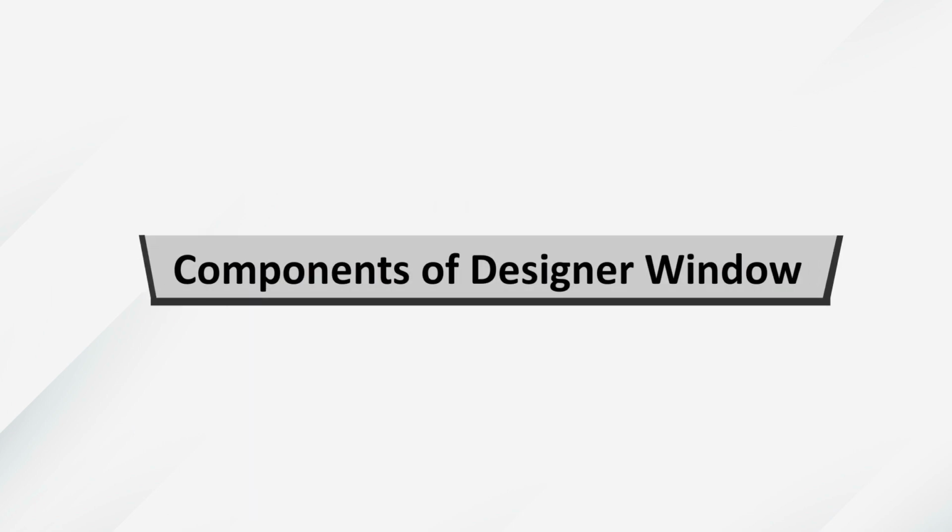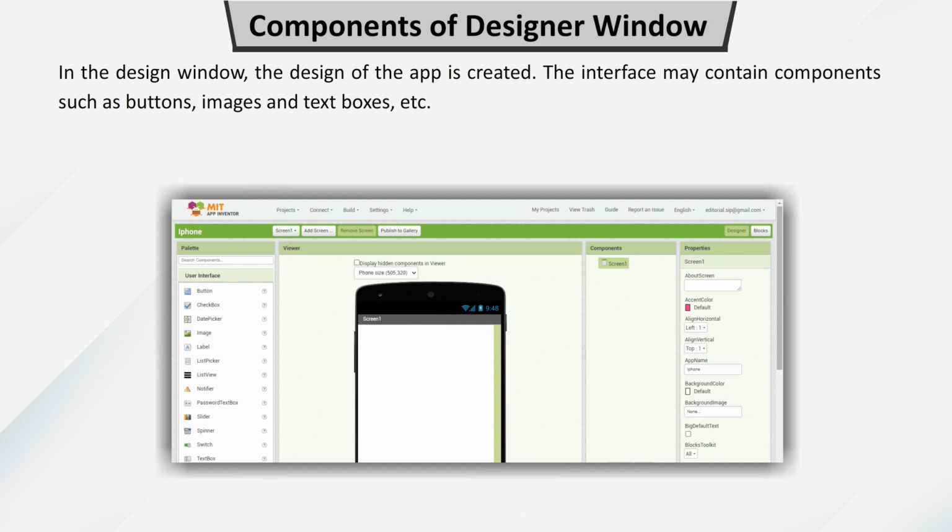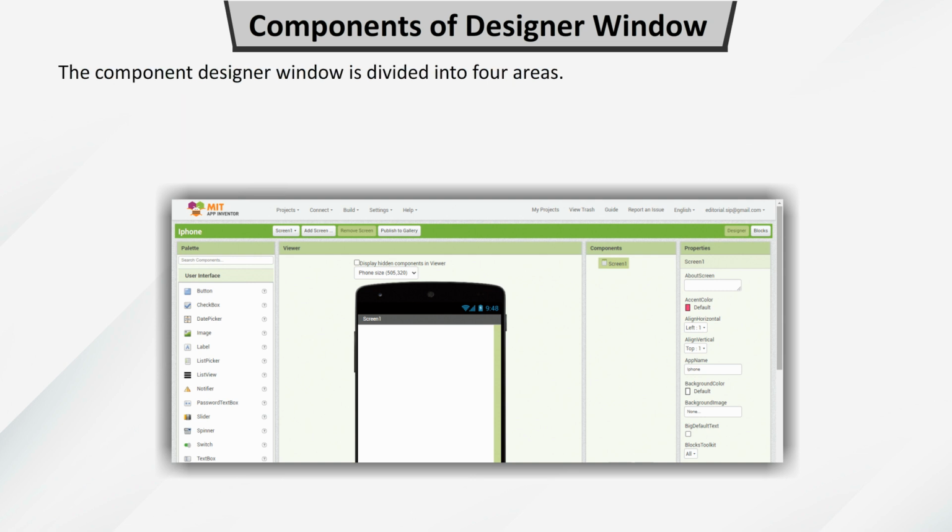Components of Designer window. In the Design window, the design of the app is created. The interface may contain components such as buttons, images, and text boxes, etc. The Component Designer window is divided into four areas: Palette, Viewer, Components, Properties.